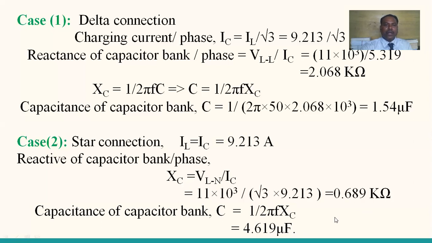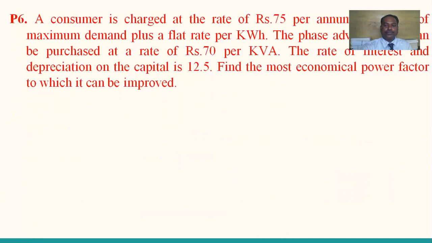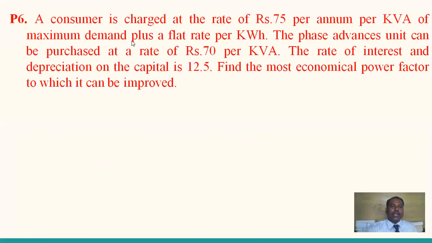So shall we move to the next problem? That's problem number 6. Let's see here. A consumer is charged at the rate of 75 rupees per annum per kVA of maximum demand plus a flat rate per kilowatt hour. The phase advancing unit can be purchased at a rate of 70 rupees per kVA. The rate of interest and depreciation on the capital is 12.5. Find the most economical power factor to which it can be improved. This is the given problem.